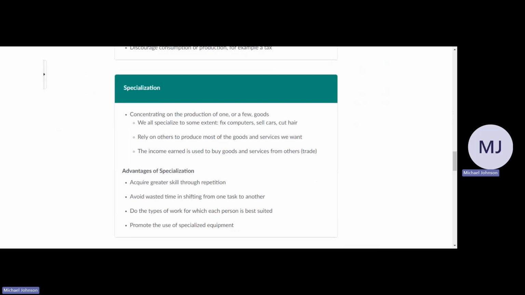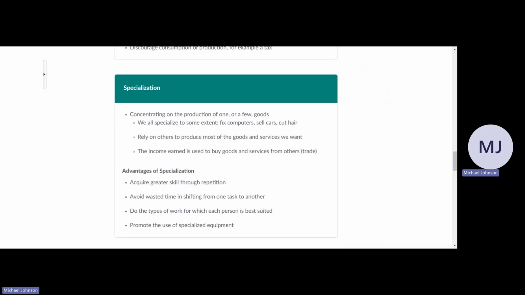Specialization: concentrating on the production of one or a few goods. We all specialize to some extent: fix computers, sell cars, cut hair, and rely on others to produce most of the goods and services we want. So specialization is very important because you can specialize in what you're good at, and then you can trade with another person on what they're good at.